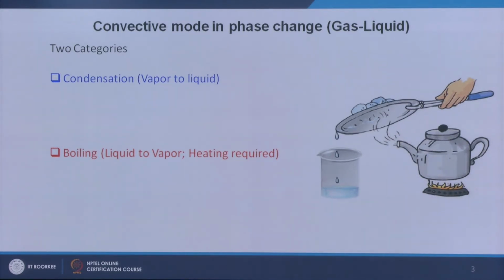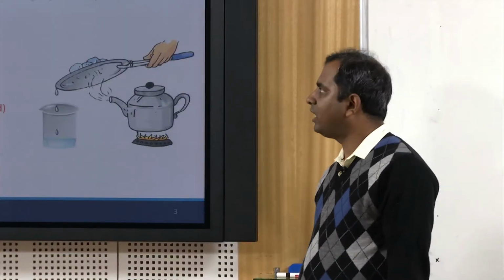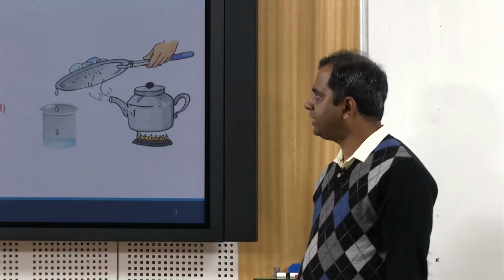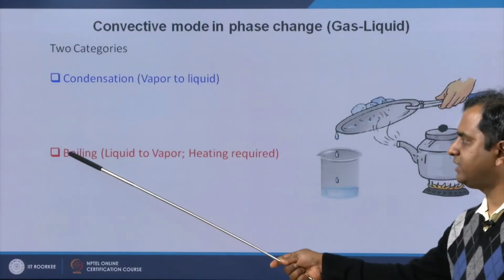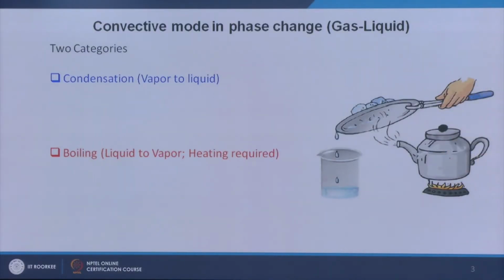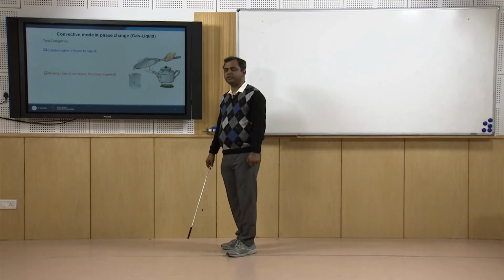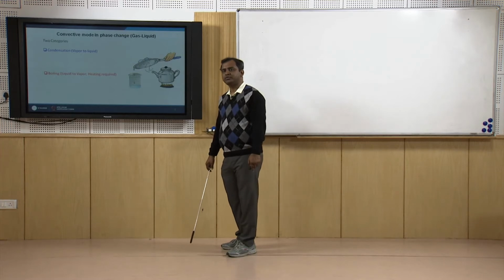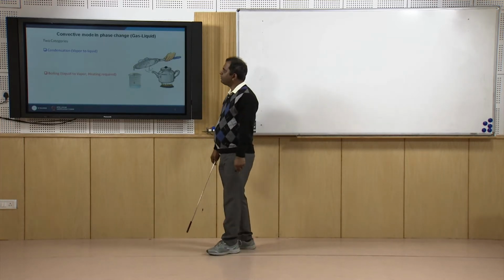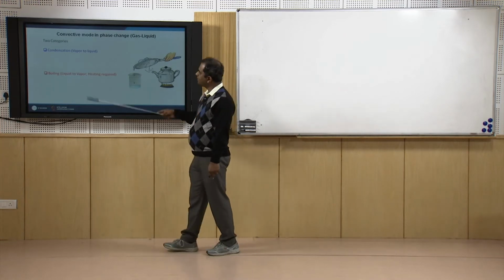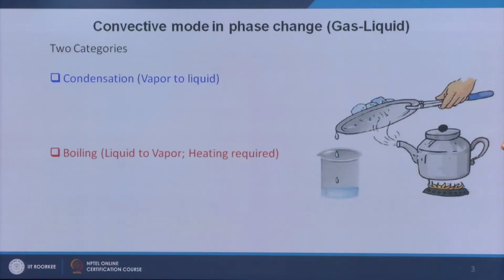So, these two phase changes are involved with convective modes. That is why in this lecture we are going to discuss condensation and boiling. Melting, solidification and sublimation we are not going to discuss here, because those are related to solids, where the convection mode is not much observed. Let me now tell you the characteristics of condensation and boiling.